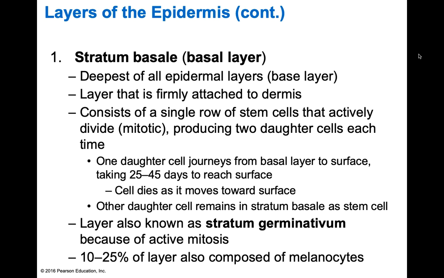Okay, so just like our other tissues that we talked about, we have our skin growing from the bottom up. So the cells are produced at the bottom and then they're sent upward to the other layers of our epidermis. This is also known as the layer that is responsible for germination. Germination and growth kind of go hand in hand here because this is where active mitosis is occurring. This layer is also composed of about 10 to 25% melanocytes.